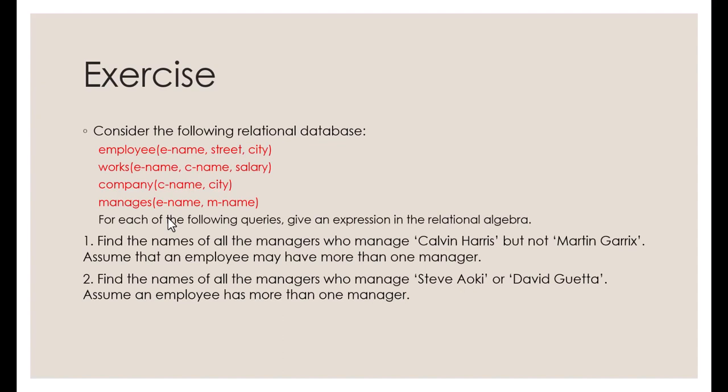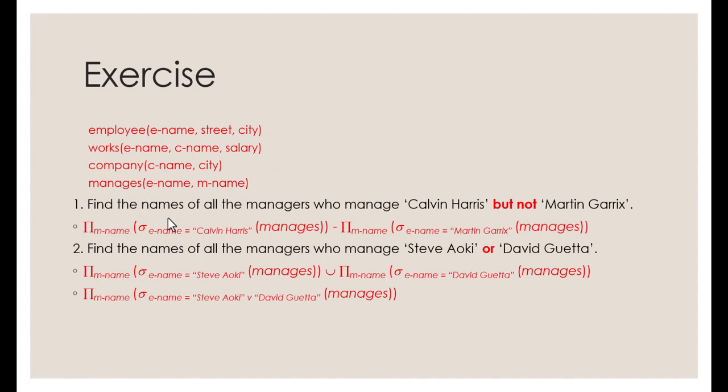And once you're done, you can just start playing and you'll get to the answer part. So number one, we're finding names of all the managers who are managing Calvin Harris, but not Martin Garrix. So this was actually from the previous lecture. Whenever you see the keyword but not, this is the symbol that you're using, right?